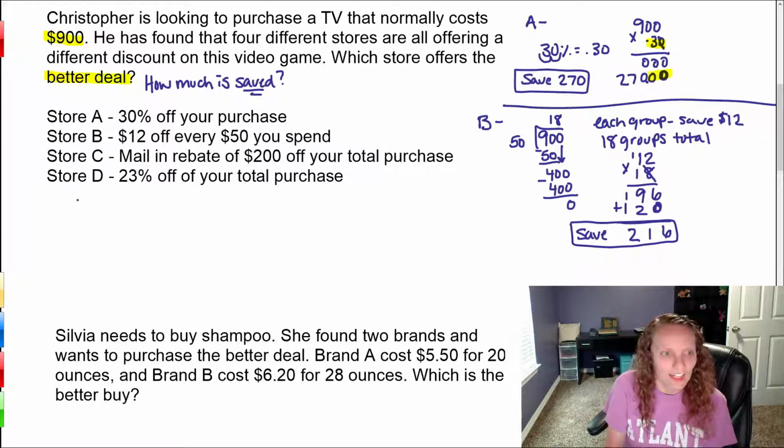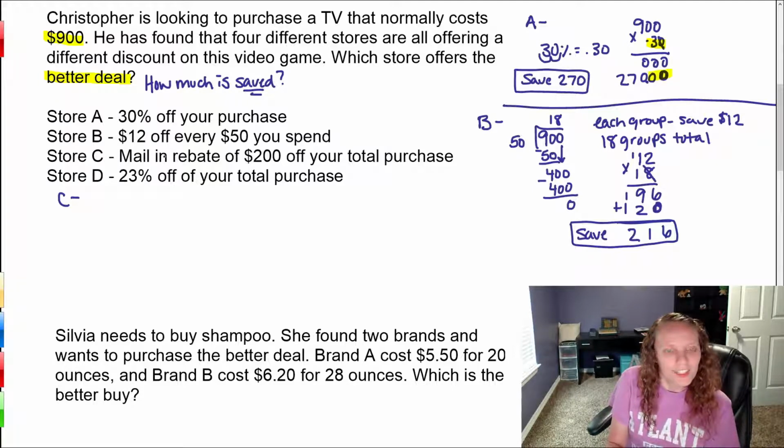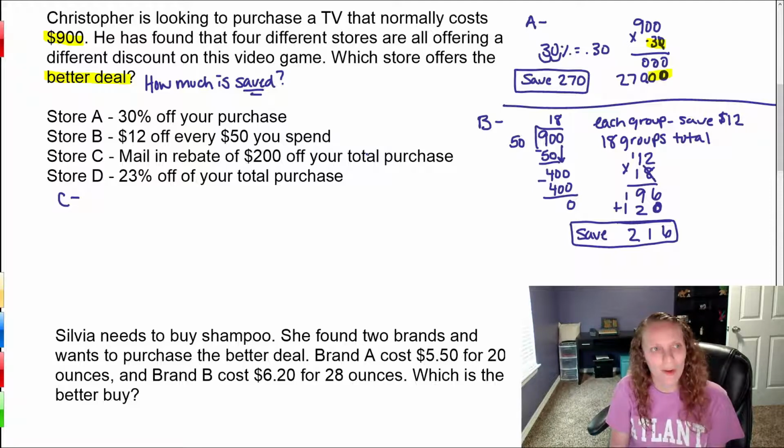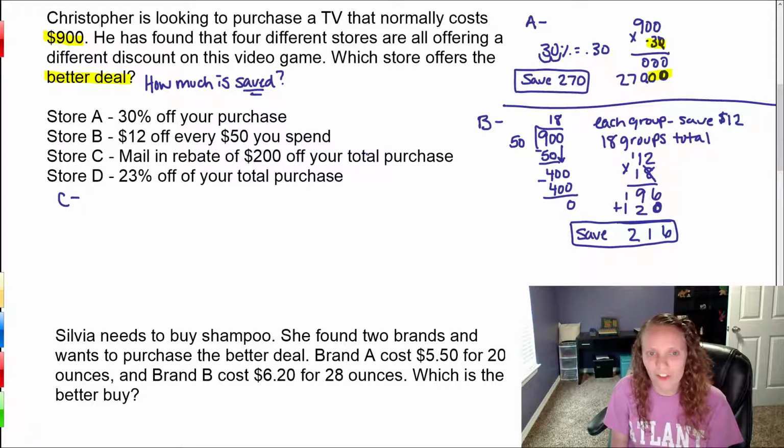Alright, let's look at store C. Store C says a mail-in rebate of $200 off of your total purchase. What a mail-in rebate does is the minute you buy the TV, you have to spend the full amount, $900. But you can fill out this form online and submit it, and then what a mail-in rebate will do is send you back $200 as a check or directly into your account or however. So it's just a delayed savings.